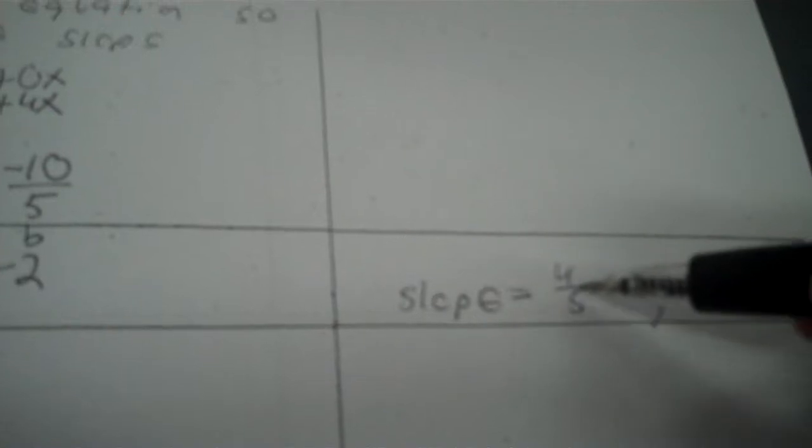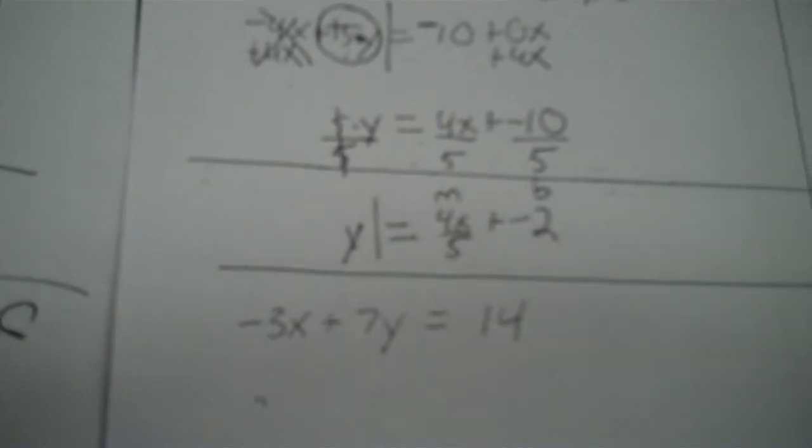Now the y is by itself. Now you can label this m and b, and you got your answers. M is your slope, 4 over 5. Which is fine because I want the slope to be a fraction, okay? I'm not even going to make you reduce this, okay? The y-intercept would be -2, okay?